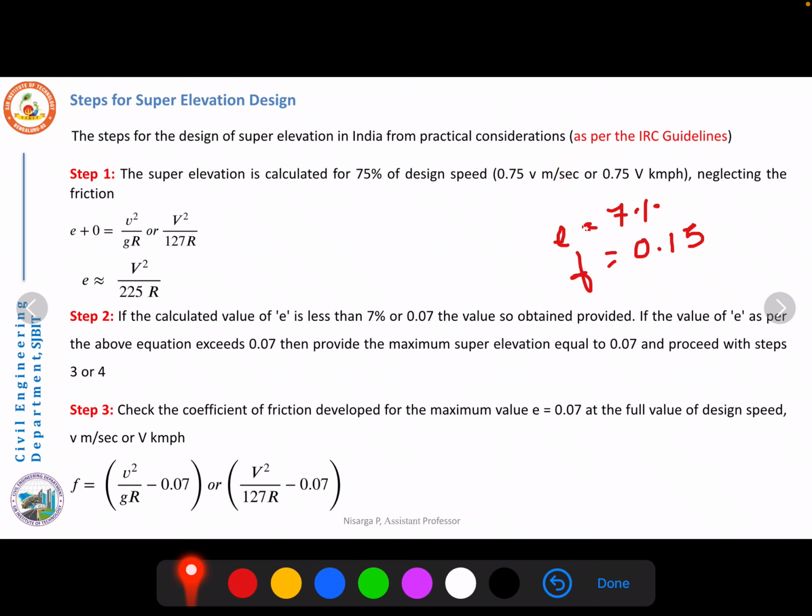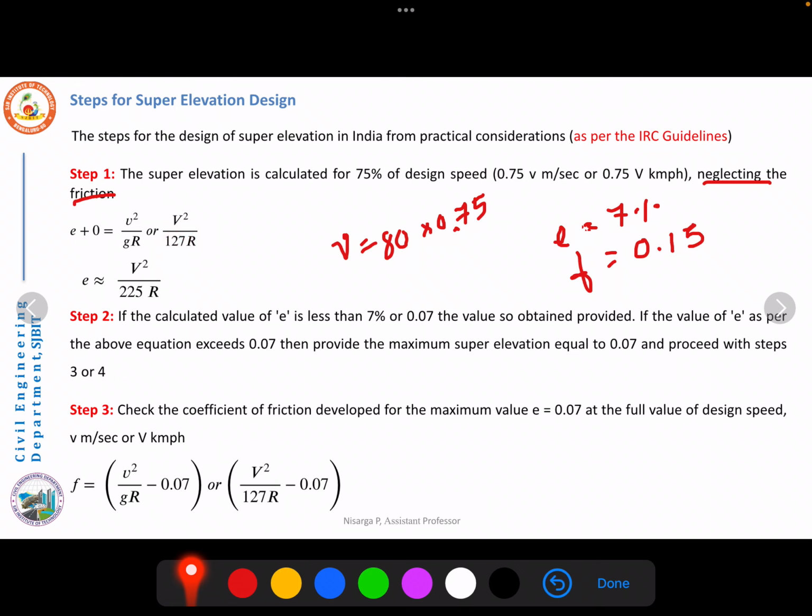In the first step, the superelevation is calculated for 75% of the design speed. That is, we will have the design speed. If the design speed is 80 kmph, compute 75% of it and design the superelevation. Check what superelevation value comes out, neglecting the friction value here. So we need to consider the F value as 0 and the speed as 75% of the design speed. Considering that, find out the value of superelevation.